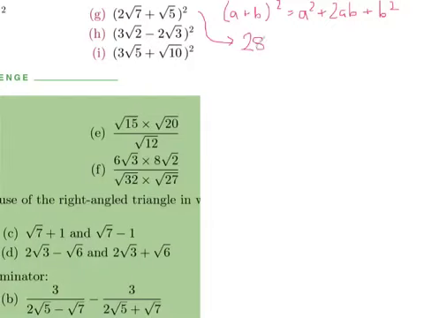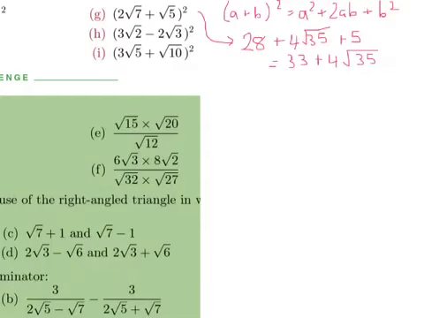Now, 2 root 7 times root 5, well, root 7 times root 5 is root 35, so we've got 2 root 35, and we double it to make 4 root 35. And finally, root 5 squared is just 5. So we've got 28 plus 4 root 35 plus 5. We can simplify that to 33 plus 4 root 35.